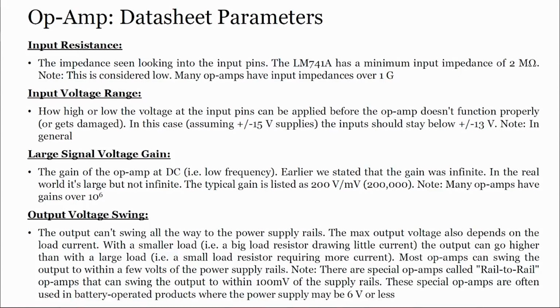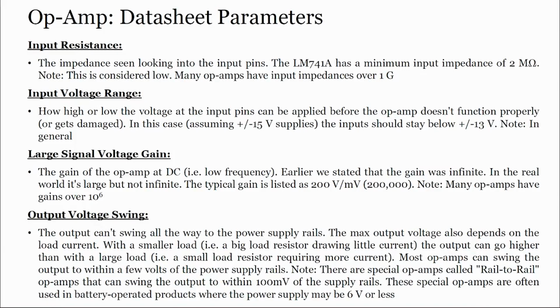Impedance looking into the input pins: LM741 has a minimum input impedance of 2 mega ohms. Many op amps have input impedance of 1 giga ohm or over. Input voltage range: how high or low a voltage can be applied at the input pins before the op amp does not function properly. Practically, we know that if there are plus minus 15 volt supplies, the input should stay below plus minus 13 volts.